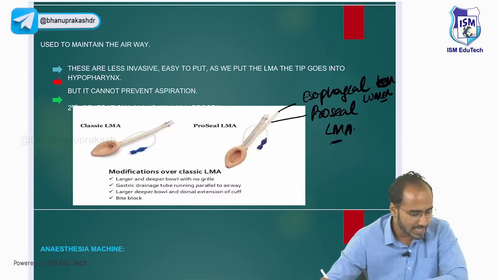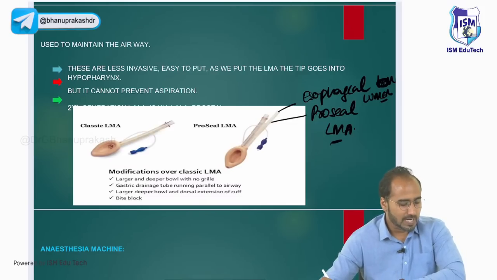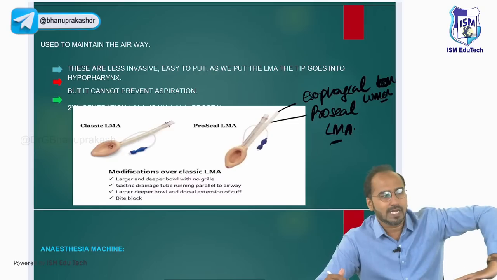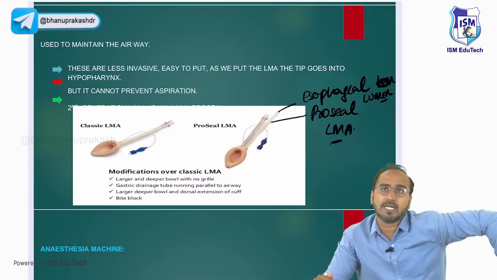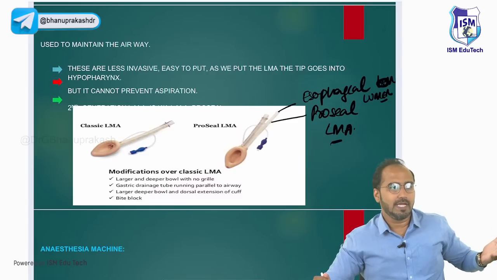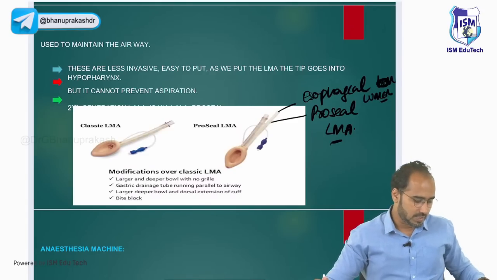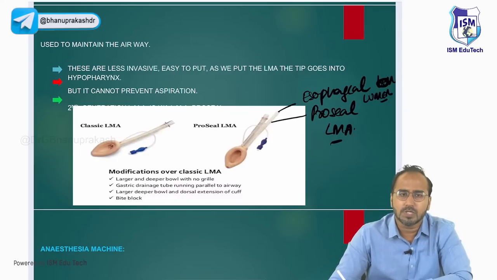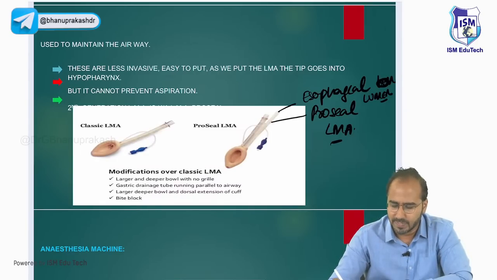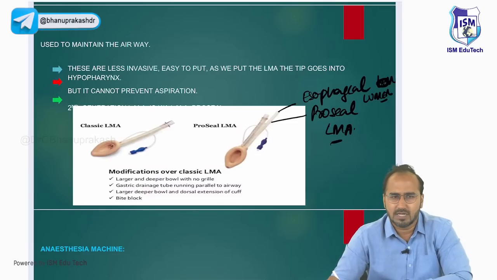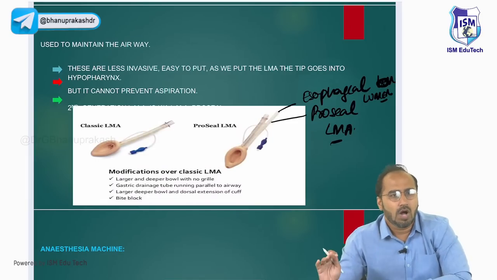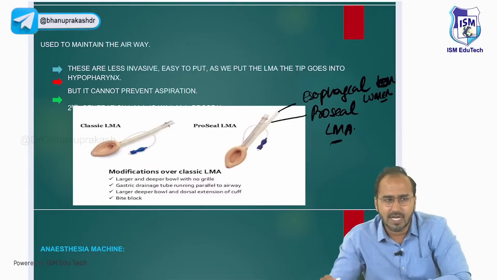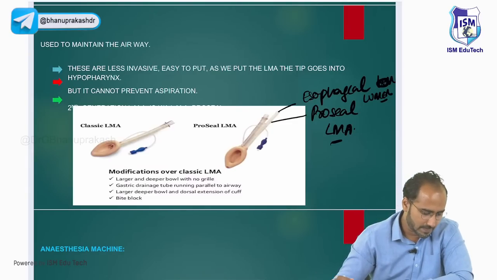Can the proseal LMA lead to pulmonary embolism? No. Why will it lead to pulmonary embolism? Pulmonary embolism means air has to enter the systemic circulation. How is LMA causing the air to go into the systemic circulation? No. So remember, esophageal lumen. Through this esophageal lumen, a Ryle's tube was put in order to block the esophagus so that the patient doesn't aspirate. But this is still not a definitive airway. All in all, whether it is a normal LMA or a proseal modified LMA, it's never a definitive airway.